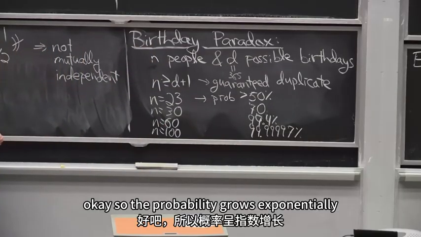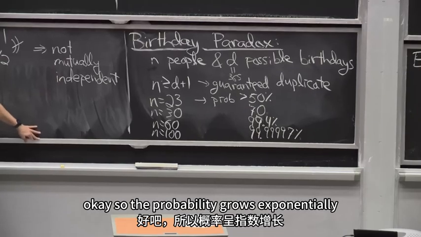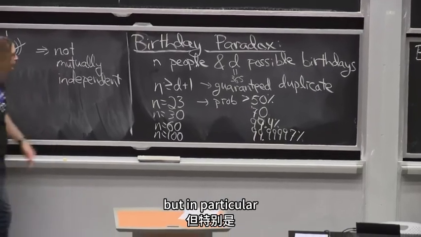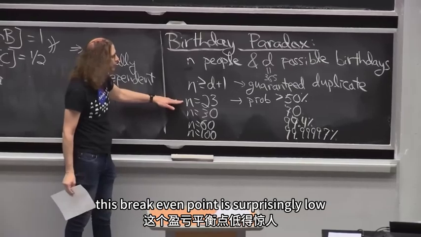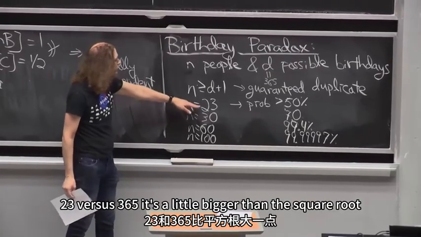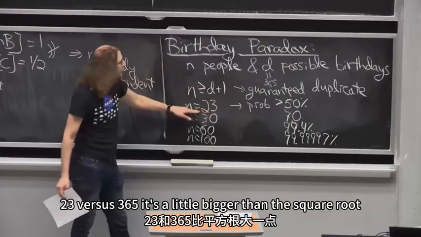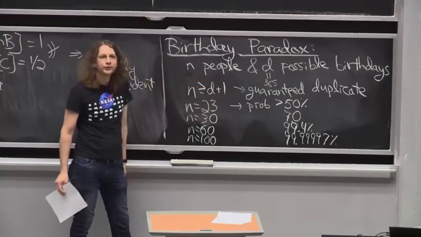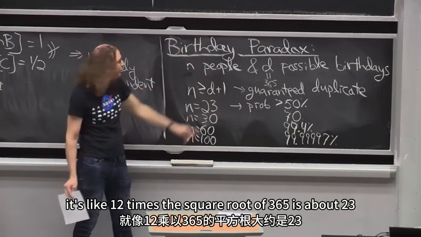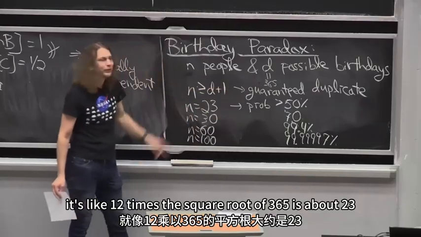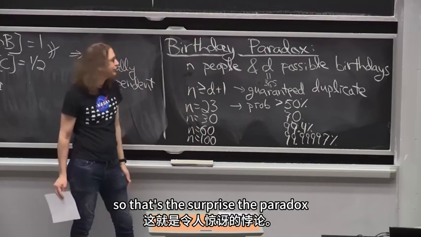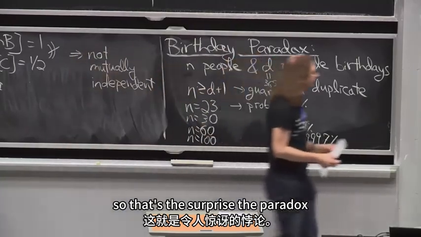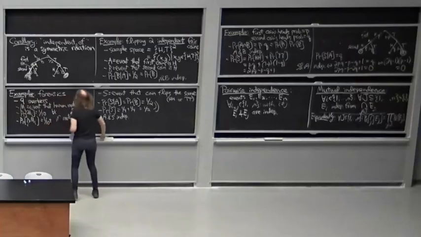Okay, so the probability grows exponentially, but in particular, this break-even point is surprisingly low, 23 versus 365. It's a little bigger than the square root. It's like 1.2 times the square root of 365, which is about 23. So that's the surprise, the paradox. Let's compute it.